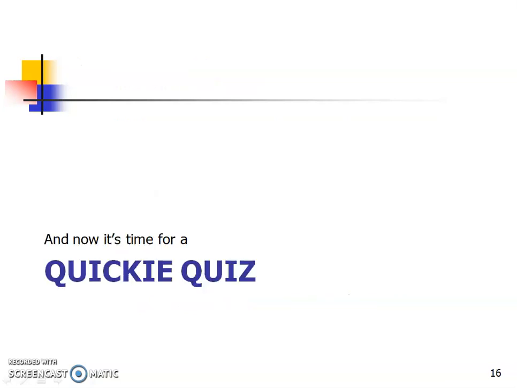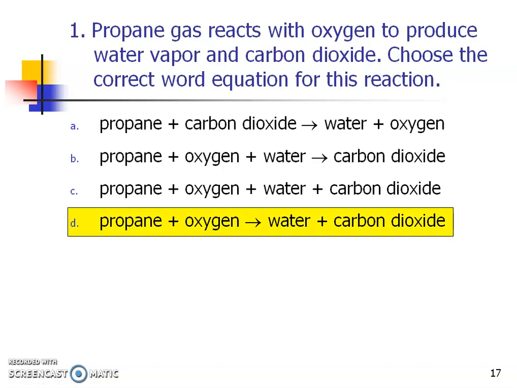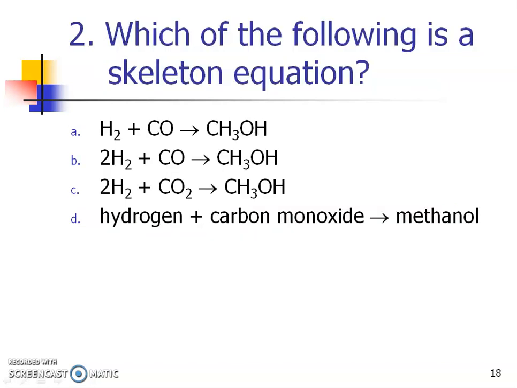All right, guys, how about a quickie quiz? Number 1, pause and come up with an A, B, C, D answer. Hopefully that makes sense to you. And we're going on to number 2. Now again, a skeleton equation is just the equation without it being balanced.